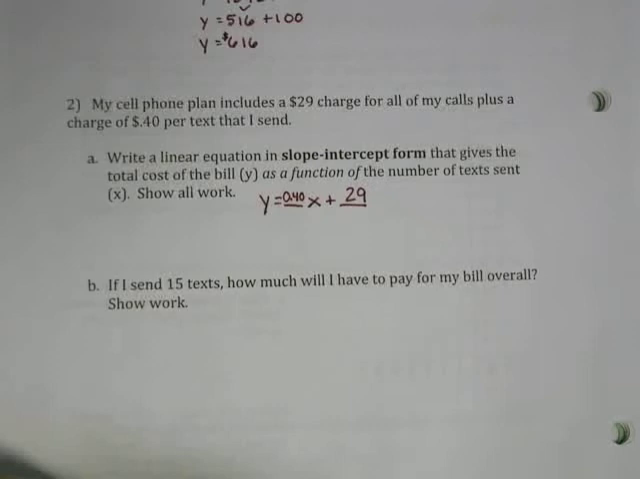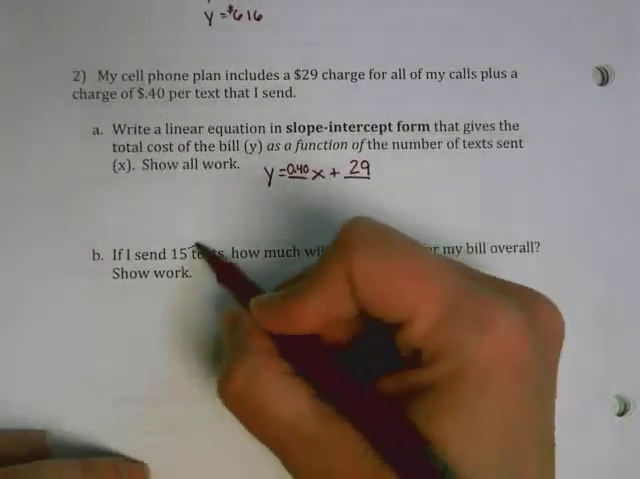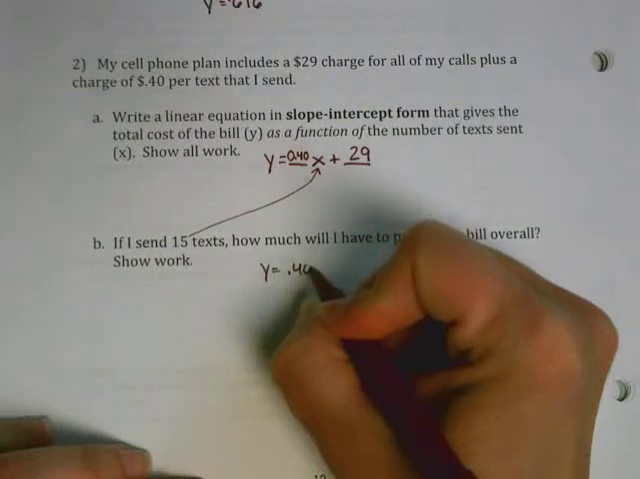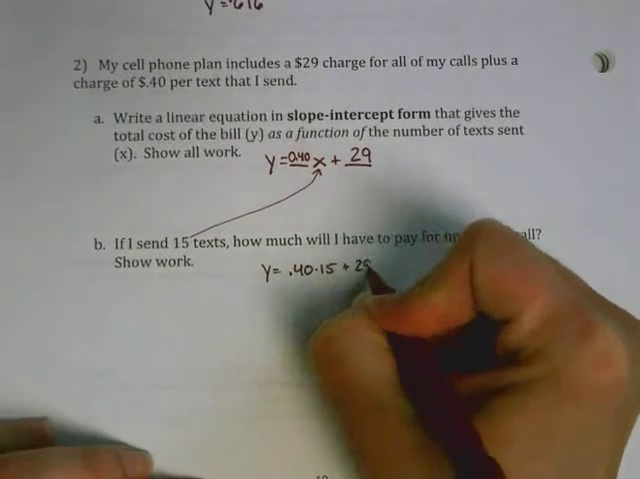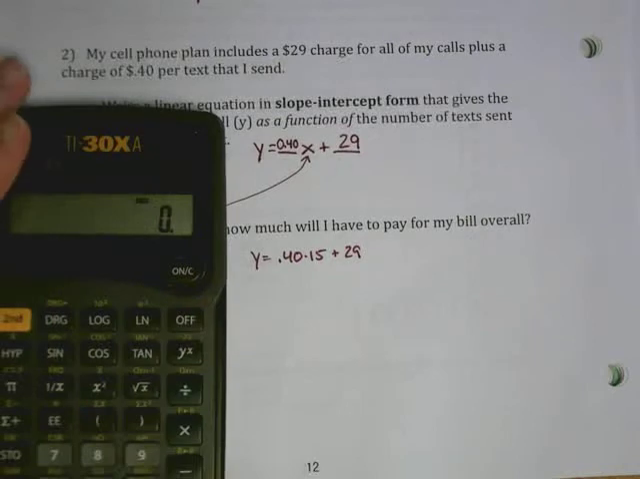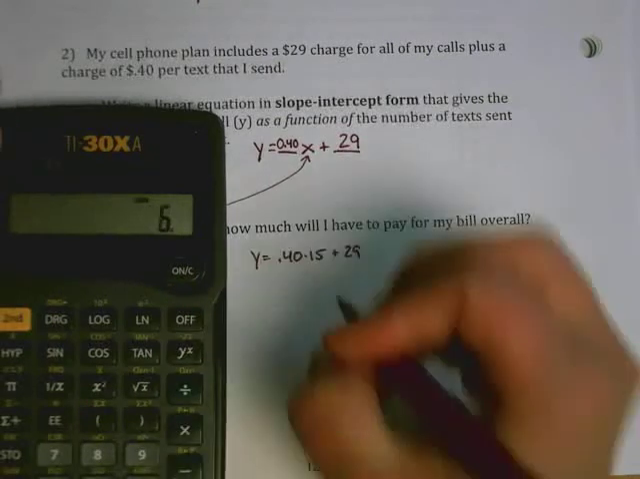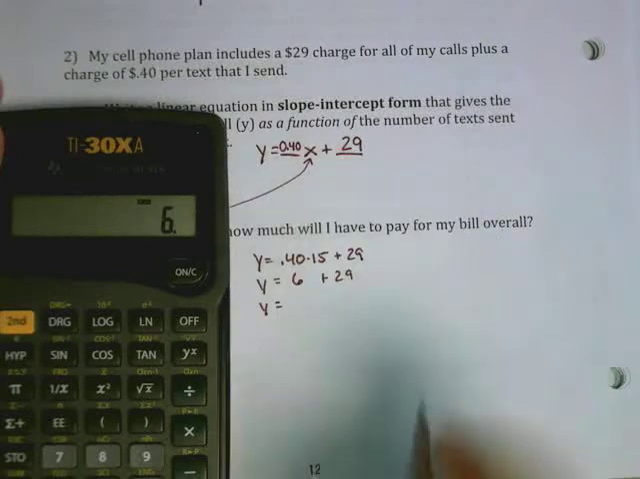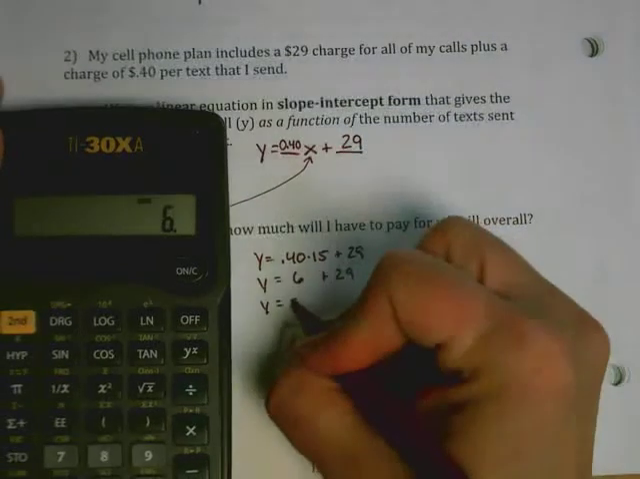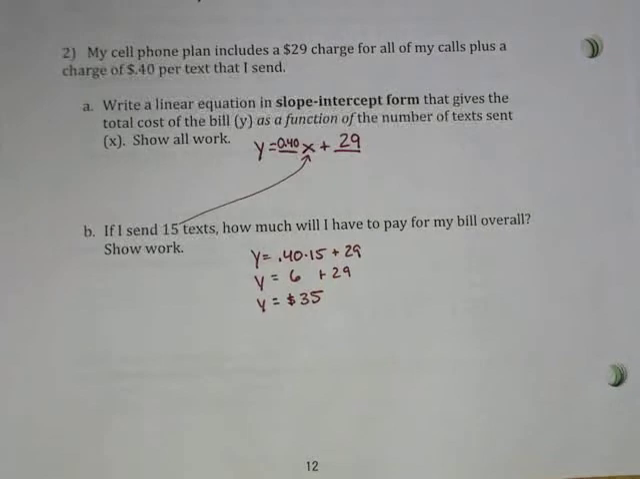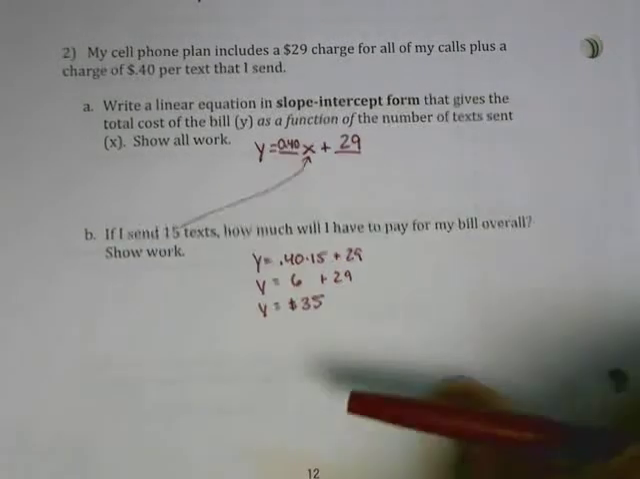There's our equation. If I send 15 texts, that's my number of texts. Can I plug it in? Plug it in. 0.40 times 15 plus 29. Let's see what that's going to be. 0.4 times 15. It's going to be 6. And then 6 plus 29 gives us $35. Make sure you've got that dollar sign right there. All right, there's our y equals mx plus b equations.